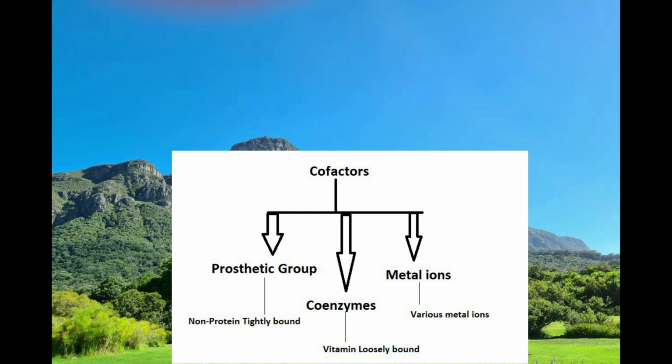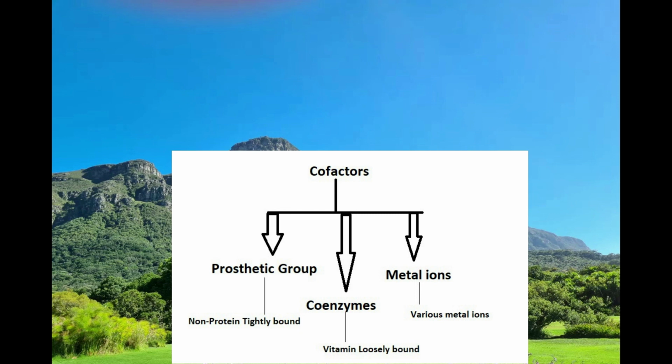Then what is the coenzyme? It is also an organic compound that binds loosely with the apoenzyme. If tightly bound, that is the prosthetic group. If loosely bound, that is the coenzyme. This loose binding takes place only during the course of catalysis, otherwise it does not bind. Examples of coenzymes are vitamins, for example NAD, nicotinamide adenine dinucleotide, and NADP, nicotinamide adenine dinucleotide phosphate. Both contain the vitamin niacin, which is present in these coenzymes.